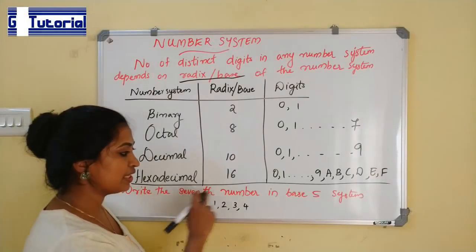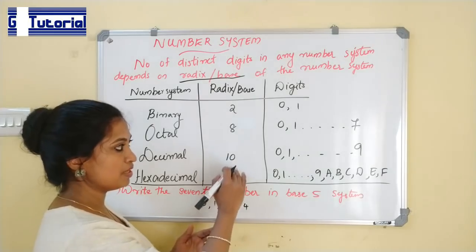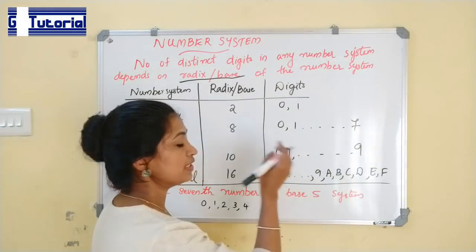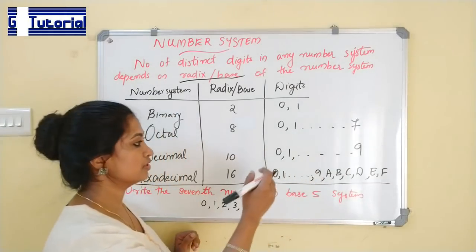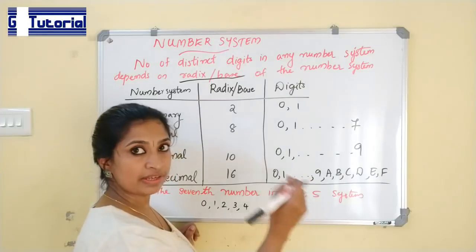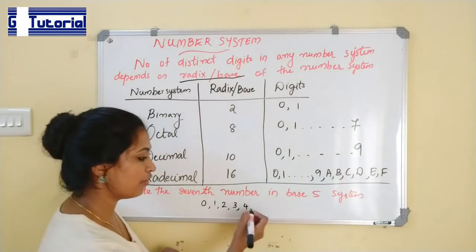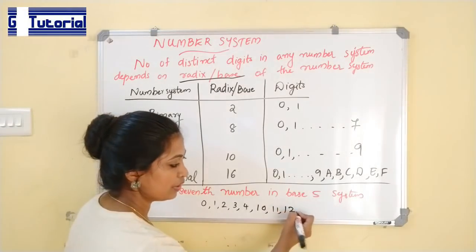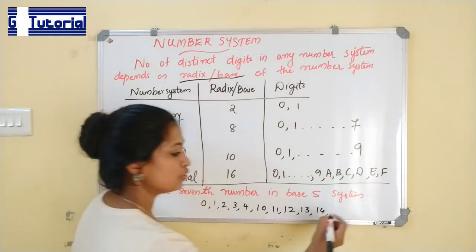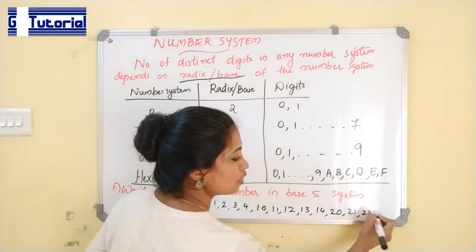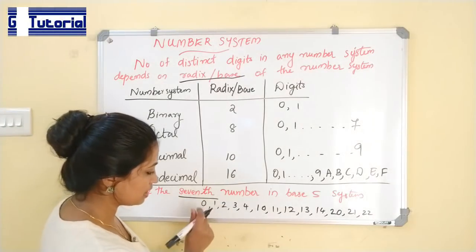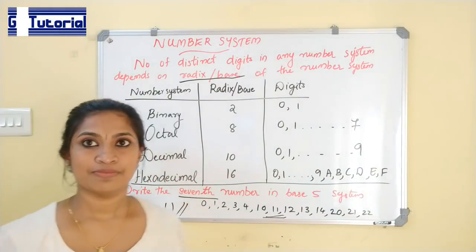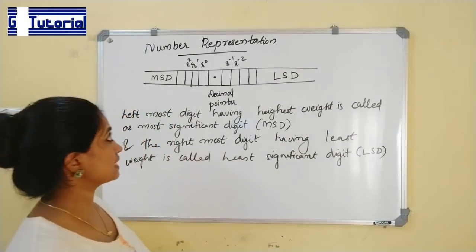Here we are asked to find the 7th number. We know that in decimal number system, we are using 0 to 9 numbers. After 9, the next number will be the 10th digit and the other numbers will repeat. So after 9 it is 10, 11, 12 and so on. So in base 5 system, after 4 it will be 1, 0. Next number will be 1, 1. 1, 2, 1, 3, 1, 4. Then it will be 2, 0, 2, 1, 2, 2 and so on. So we are asked to find the 7th number. 7th number is 1, 2, 3, 4, 5, 6, 7. So the answer is 1, 2. This is the correct answer.